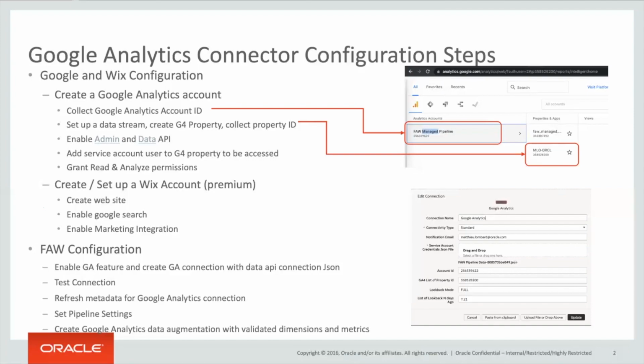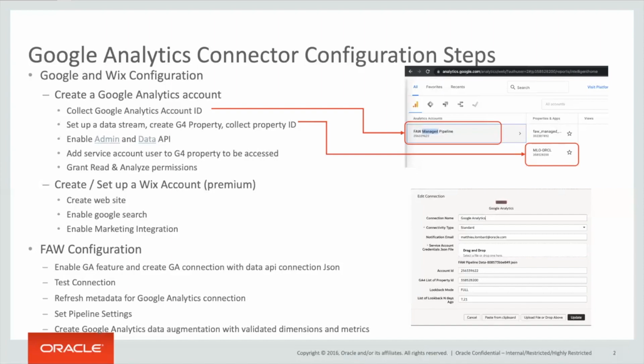Once the connection is created, we'll test it. We'll refresh the metadata. What that will do is harvest the metadata of the Google property, the GA4 property that we defined. So the property will be identified as a data store, and it will refresh the metadata for that particular data store.